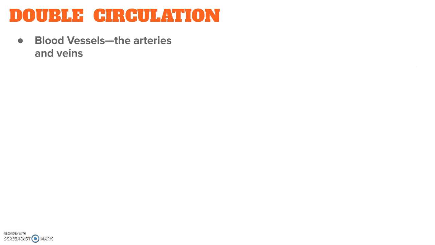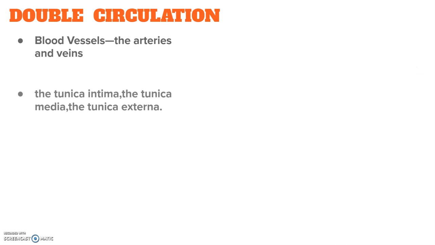Now, next topic is double circulation. The blood flows strictly by a fixed route through the blood vessels, the arteries and the veins, and basically each artery and vein consists of 3 layers: an inner lining of squamous epithelium, which is called tunica intima, and a middle layer of smooth muscles and elastic fibers, which is called tunica media, and an external layer of fibrous connective tissues, which is called tunica externa.